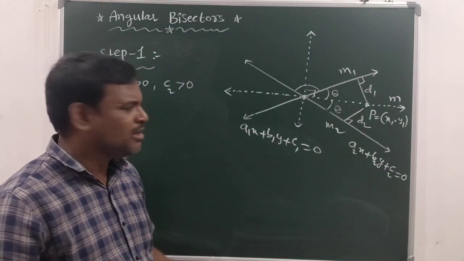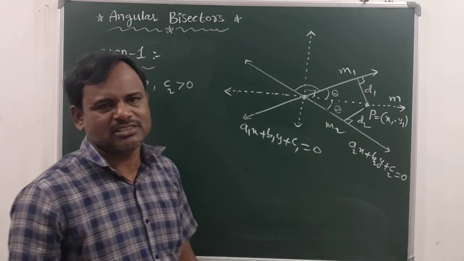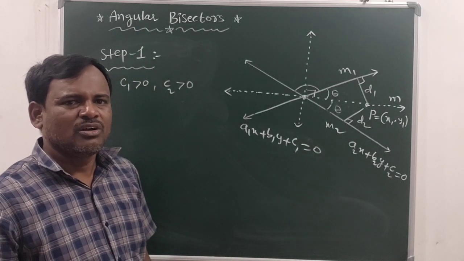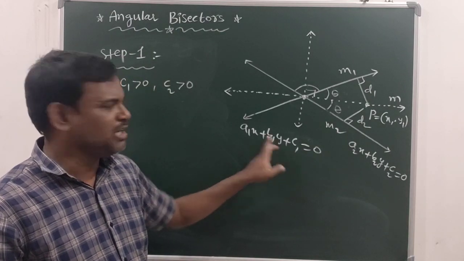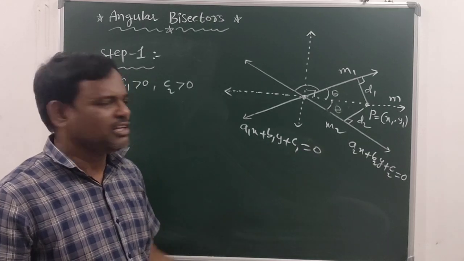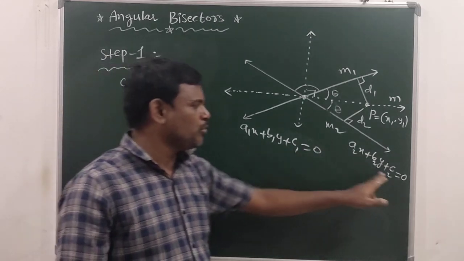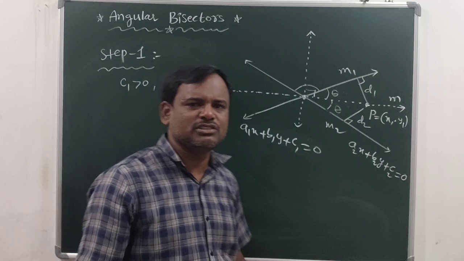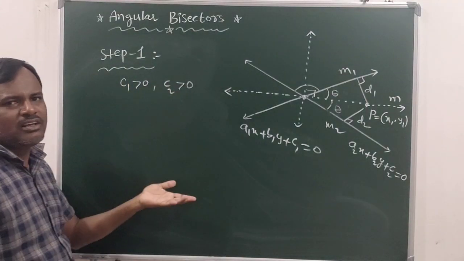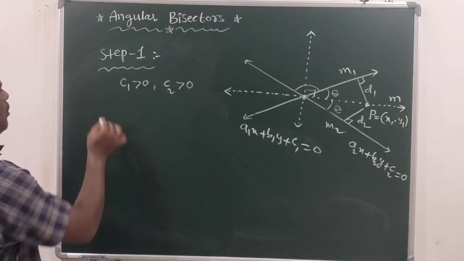How can you make it positive? By multiplying both sides with minus. Okay students, here minus is given. Multiply both sides with minus so that you can make it positive. Like that you have to make C1, C2 positive. If it is given as positive, well and good. If not, make it positive. And go to step 2.